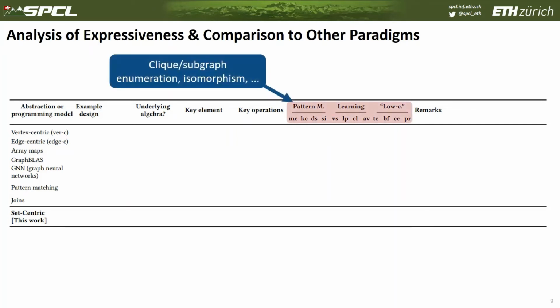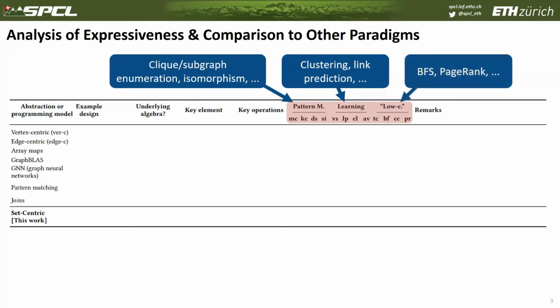We consider on one hand support for pattern matching problems in graph mining, such as maximal clique, k-cliques, subgraphs and subgraph isomorphism. We also consider different learning schemes, such as link prediction, clustering, vertex similarity, and others. And then we also consider simpler algorithms, such as the ones that were heavily researched in the past, namely triangle counting, BFS, connected components, and PageRank schemes.